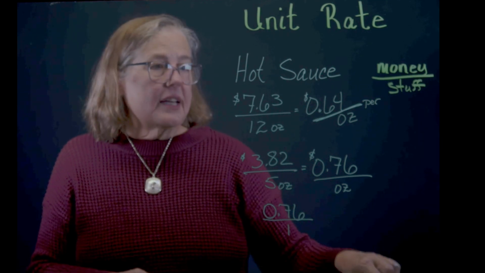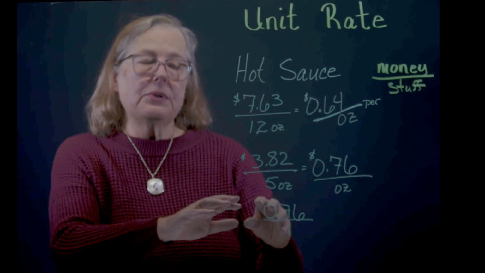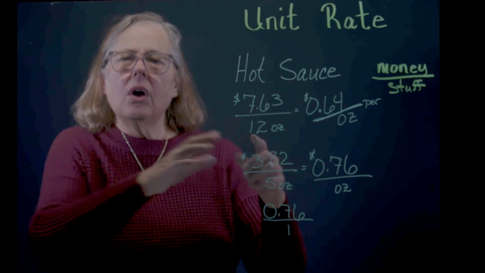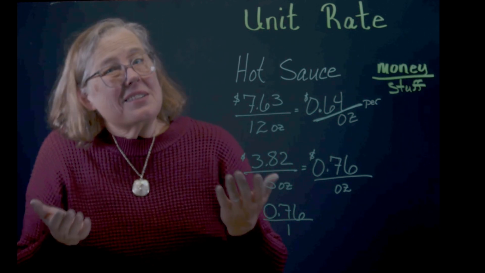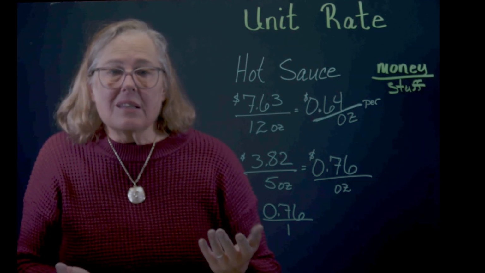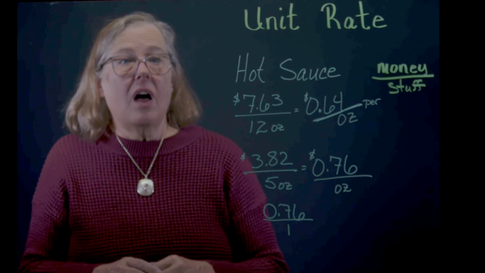You'll notice that as I did my math, I have labels here. I have a dollar sign here, and I have the word ounce here. Why do I do that? Because I want to keep it straight. I know this may surprise you, but I make mistakes. Matter of fact, sometimes I make a lot of mistakes.